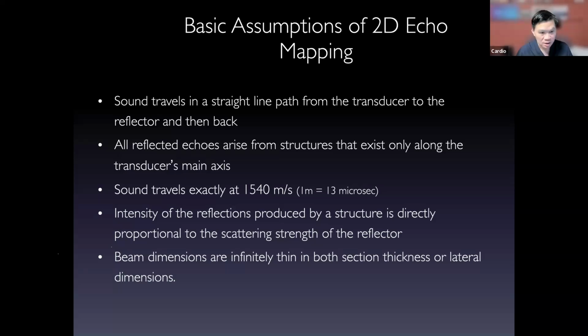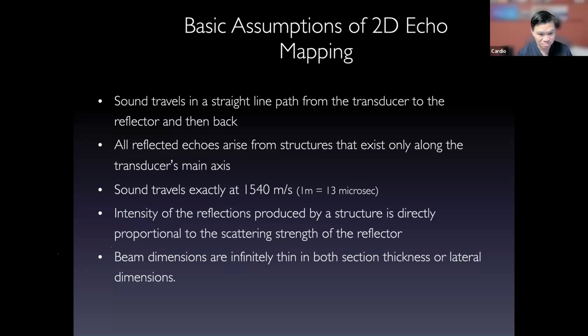So number one, sound travels in a straight line path from the transducer to the reflector and then back. So it goes straight and comes back. It shouldn't take a detour or reflection or whatever. So that's the assumption that the echo machine is making. All the reflected echoes arise from structures that exist only along the transducer main axis. Okay, so just along the main line, it doesn't go sideways.